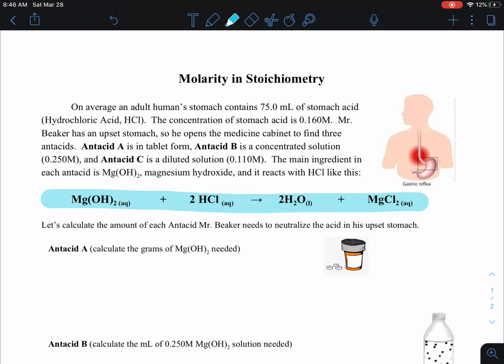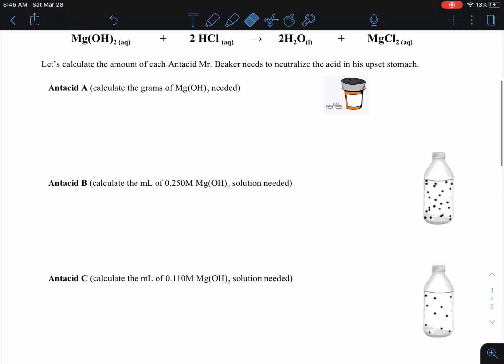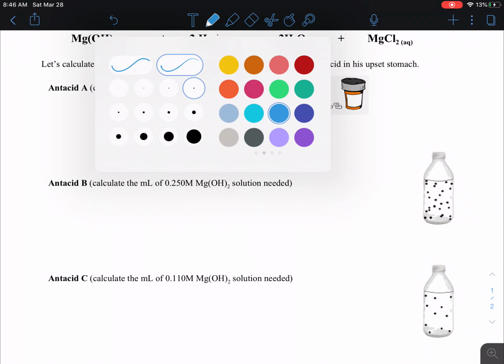And if you remember from when you learned about acid-base reactions, every acid, so here is your acid, here is your base, and then they make water and a salt. So this is a neutralization reaction. So what we'll do today together is to calculate the amount of each antacid Mr. Beaker would need to neutralize the acid in his upset stomach. So apparently he has time on his hands to calculate, but we'll go ahead and do this.